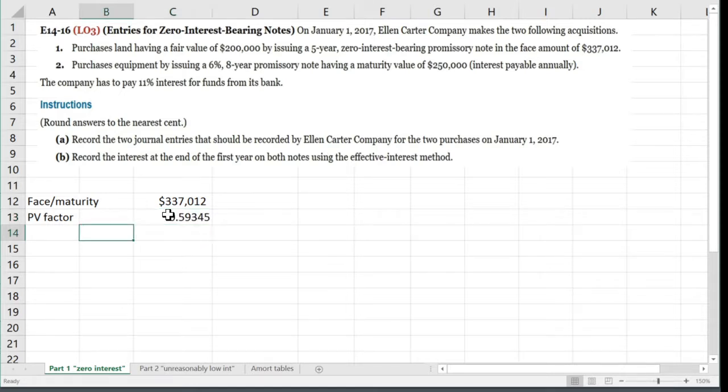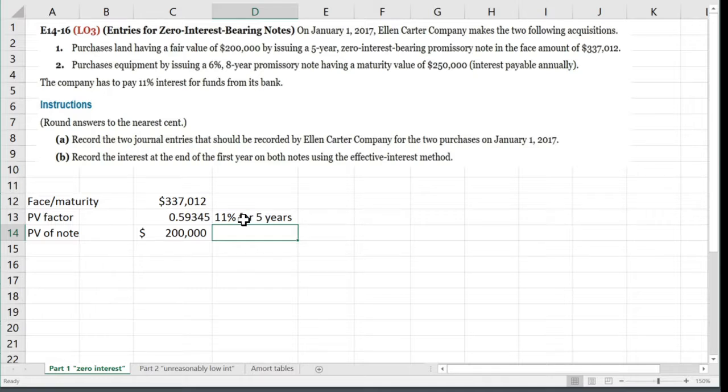So if we go back to our $337,012, and we price that back to today, within rounding error, that's $200,000. So what we're saying is that $200,000 today, if it grows at 11% for 5 years, grows to $337,012. And that is how we get the price of the bond.